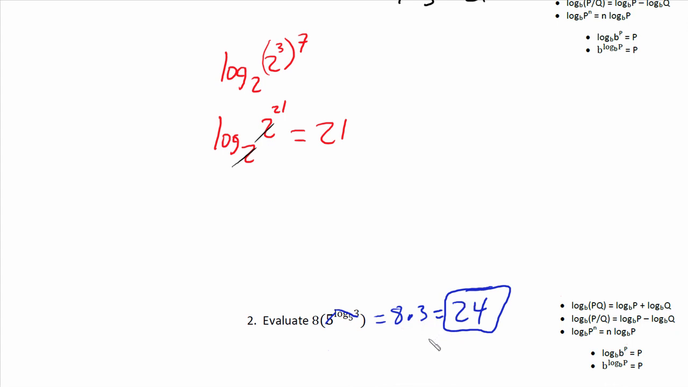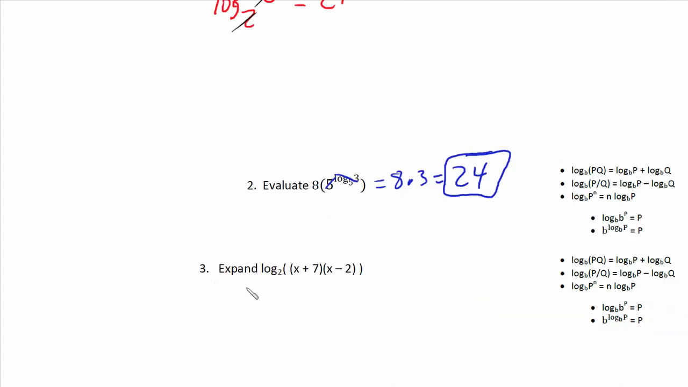So let's look at 3 next. Okay, 3 says expand. So when we expand, we want to go from less to more. So with our theorems, copy them down again for this problem. With our theorems, we want to go from this side to this side. So right now, what we have is log base 2 of a quantity that's multiplied together. So it looks like this right now. So we want to split that into 2 pieces and make it look like this.